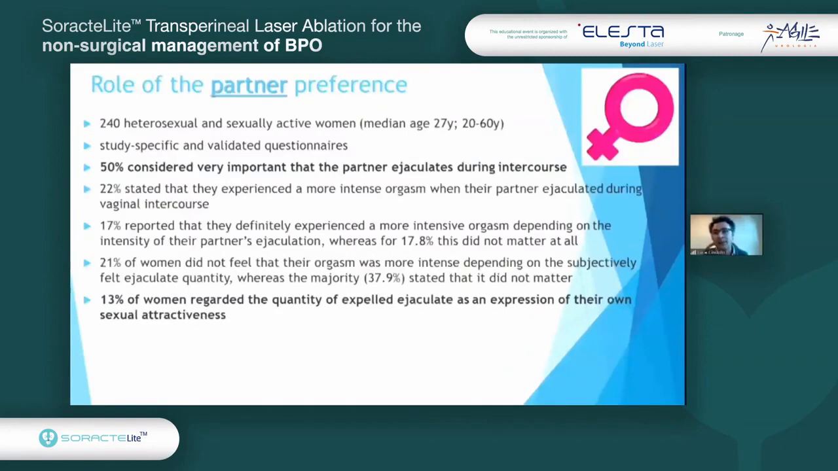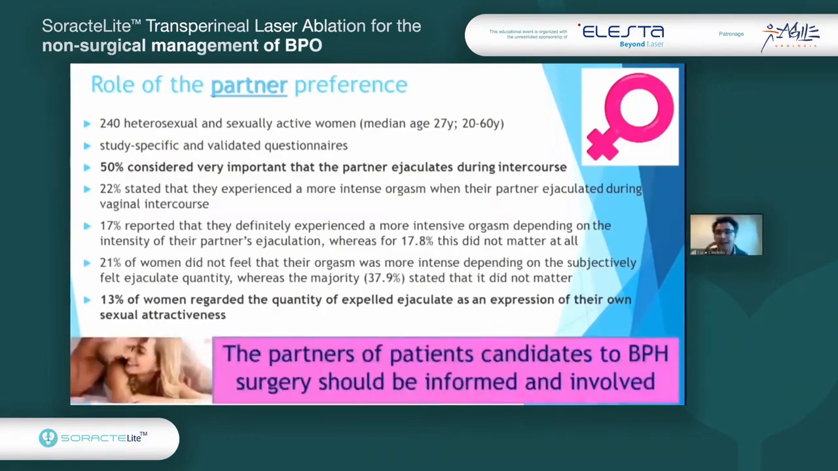But if we ask the partners of these patients what they think about ejaculation during sexual intercourse, it is very important to share this knowledge that half of the partners consider it very important that the man ejaculates during intercourse. Probably because the ejaculation, the expulsion of the sperm, is considered an expression of their sexual attractiveness, or probably they experience a more intense orgasm depending on the intensity of their partner's ejaculation. So ejaculation, which for a traditional urologist is something that can be lost after prostatic surgery, to be honest, to be modern, is not. The partner, in fact, as already remembered, could be theoretically involved in the decision of the BPO surgical technique for the relief.